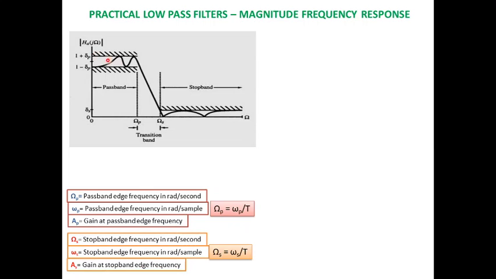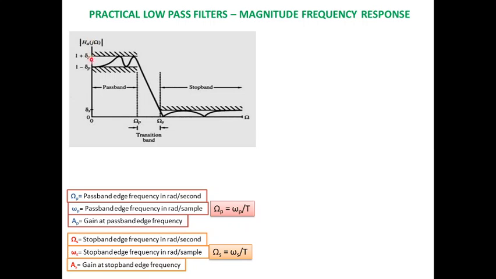Similarly, after it transits over here, we get what is called the stop band. So omega S is the stop band edge frequency in radians per second. Equivalently, it is represented in radians per sample, for the reasons I told earlier. The relationship is given here. And A S is the gain at the stop band edge frequency. So at this point, the corresponding gain is called A S.